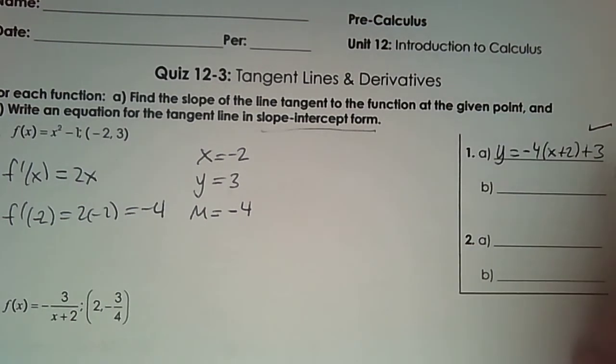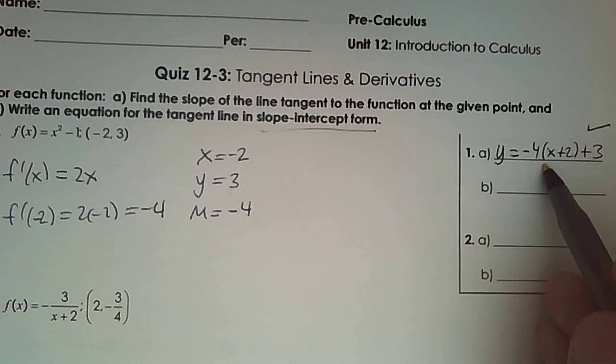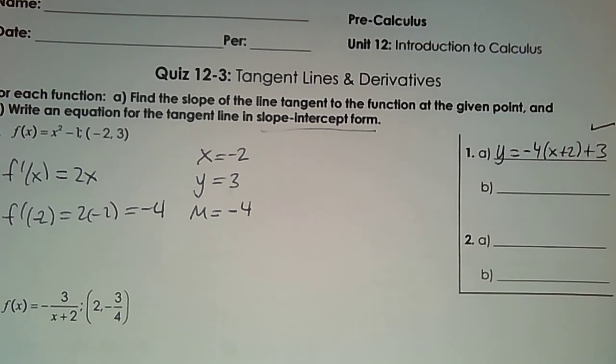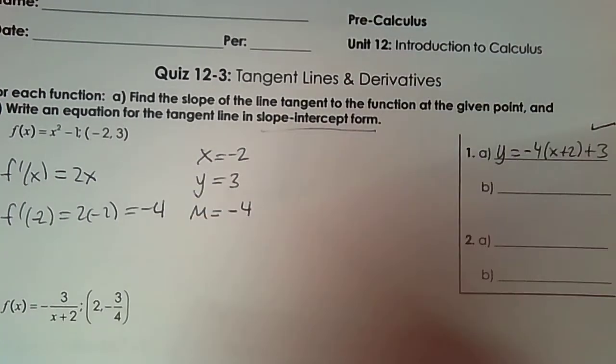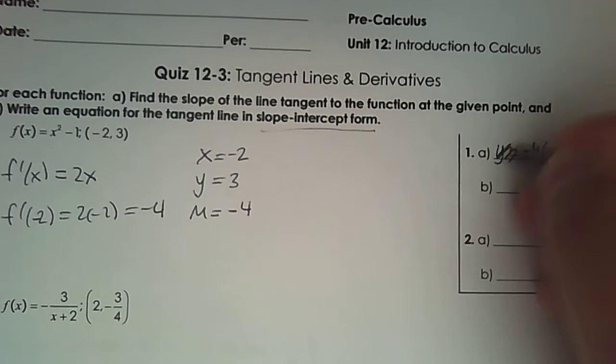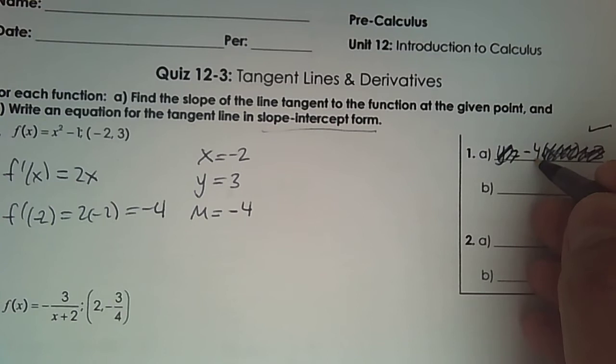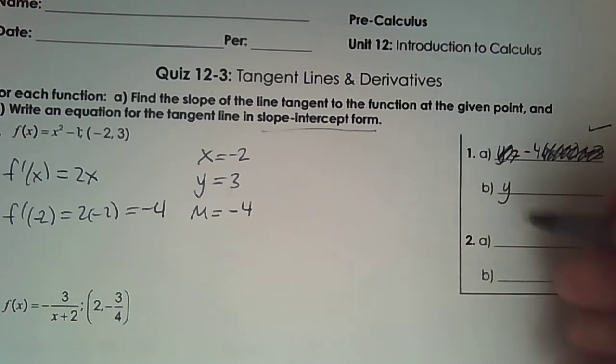If you went the extra fun step of finding it in slope-intercept form, it would have been negative 4x, negative 8 plus 3, negative 5. So negative 4x subtract 5. So first find the slope, see if I read correctly. So for 1a, the answer is negative 4. Then b is the equation of the tangent line, which is y equals negative 4 times (x plus 2) plus 3.